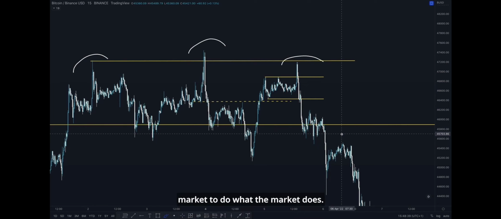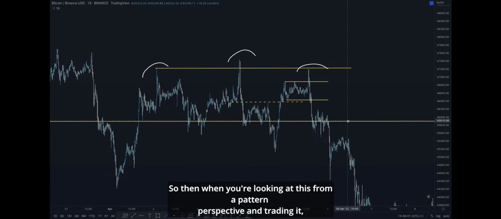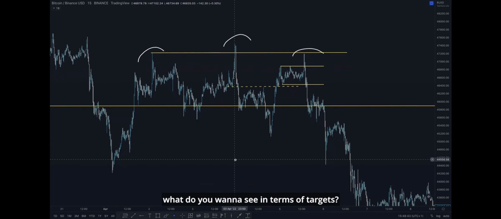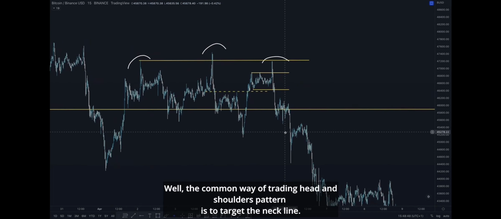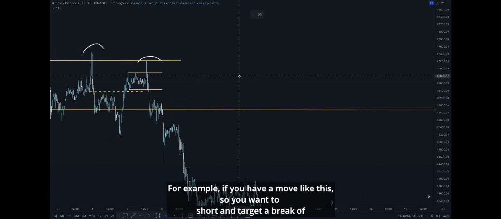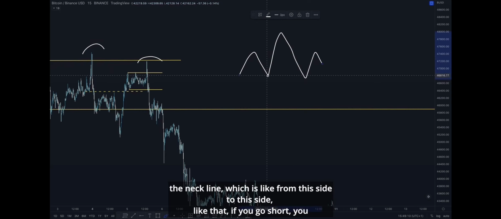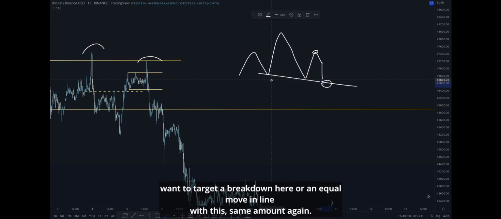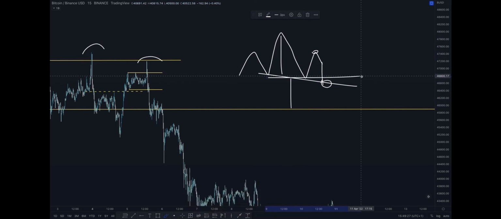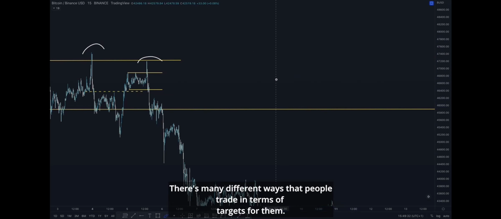So then when you're looking at this from a pattern perspective and trading it, what do you want to see in terms of targets? Well, the common way of trading a head and shoulders pattern is to target the neckline. For example, if you have a move like this, you want to short and target a break of the neckline, which is from this side to this side. If you go short, you want to target a breakdown here, or an equal move in line with this, the same amount again. There are many different ways that people trade in terms of targets.